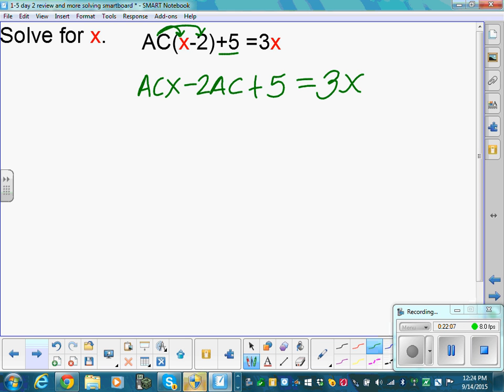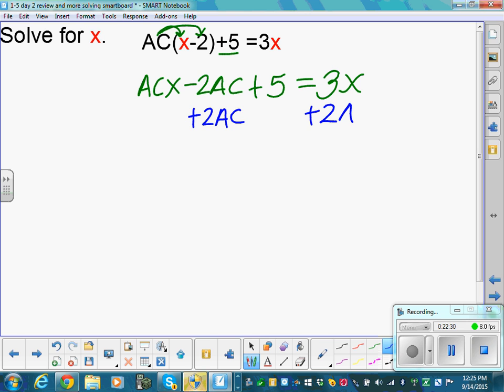Now notice I have an ACx over here on the left, a 3x over here on the right. Those are not like terms, but they both have an x in common. So what I would suggest from here is bring all your x's over to one side of the equation and take anything else over to the other side of the equation. So I'm going to first of all add 2 ACs to both sides.